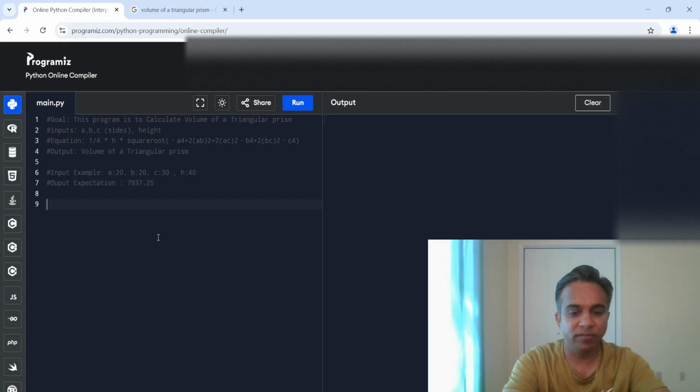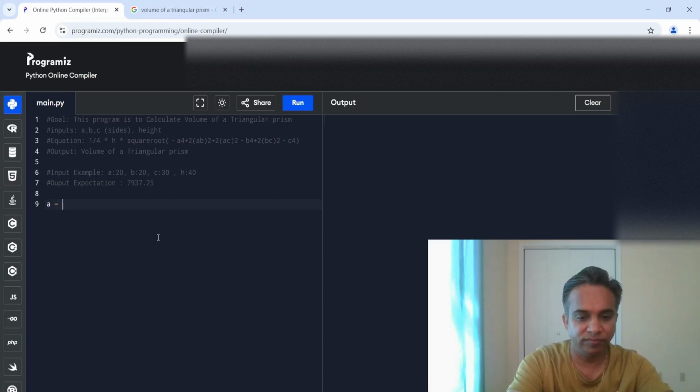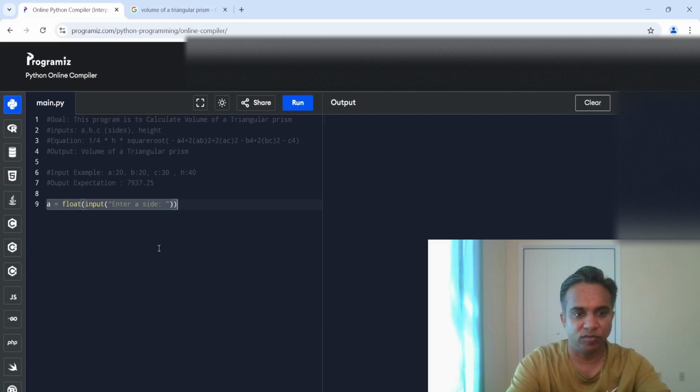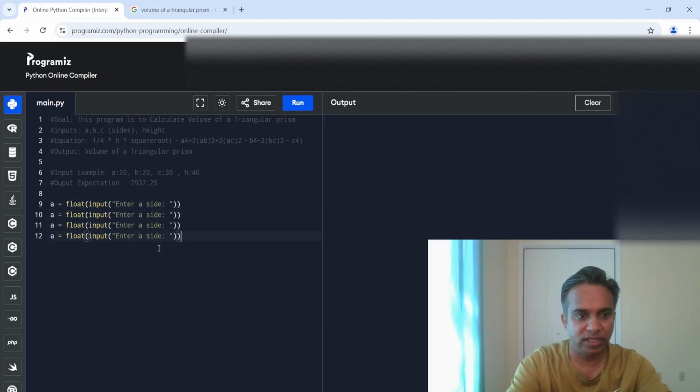Now let's program. The first step is to get all 4 inputs. A is equal to load input, enter A side. I am going to copy paste for B, C and height. So this is B, this is C, and we have height which is H, and we are going to keep it H.